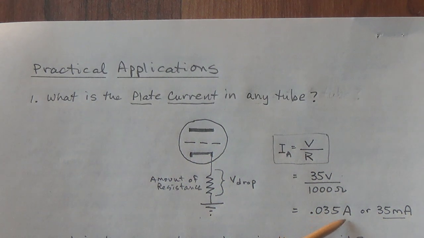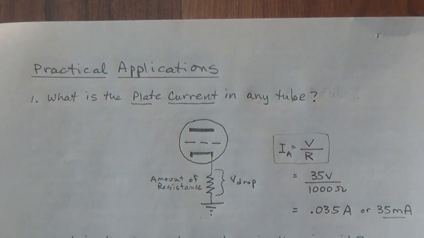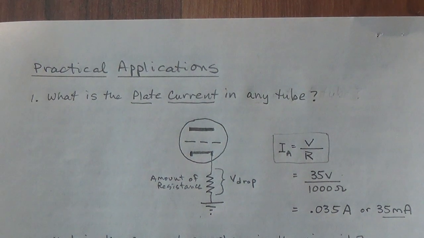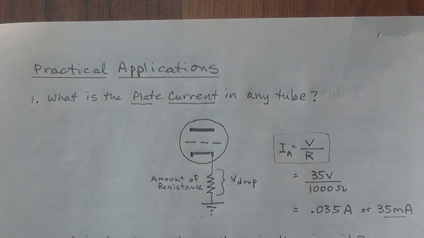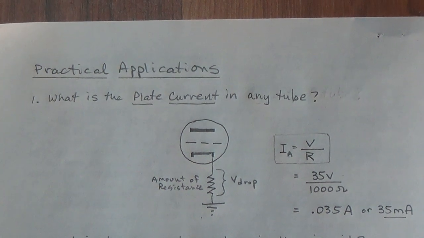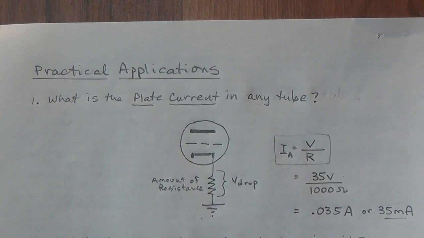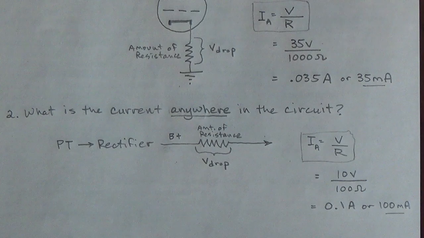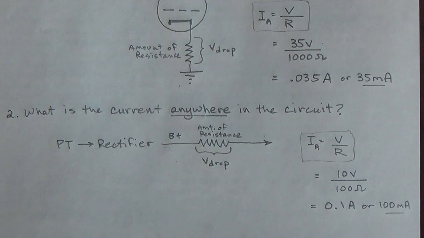So 0.035 amps turns into 35 milliamps. This is how the plate current is determined whenever you're biasing your output tubes. And it can also apply to any tube in the amp that has a cathode bias resistor. Okay, my next inquiry: what's the current anywhere in my circuit?